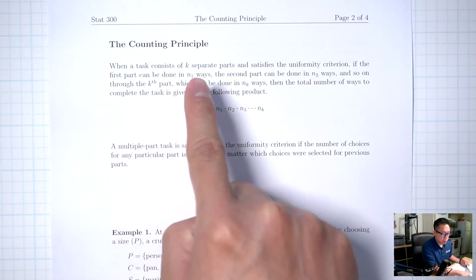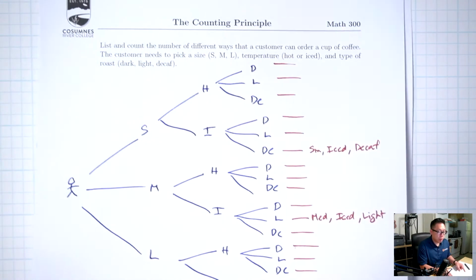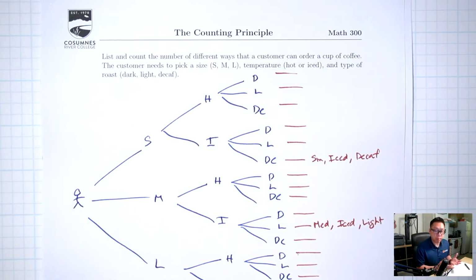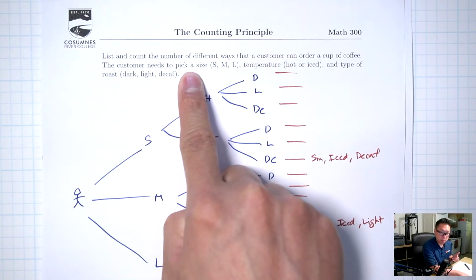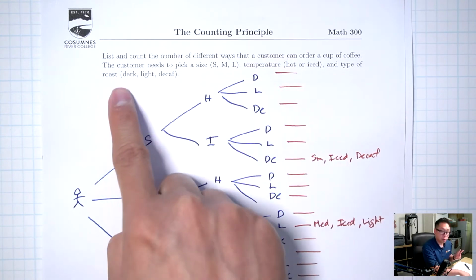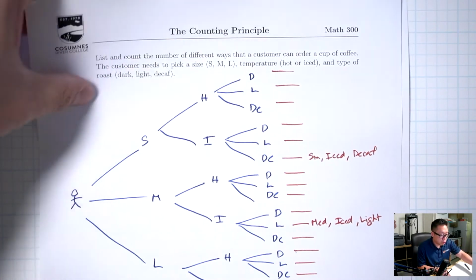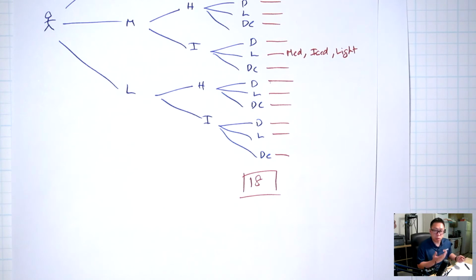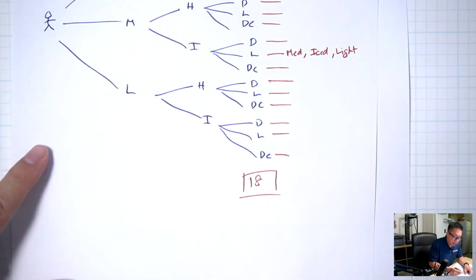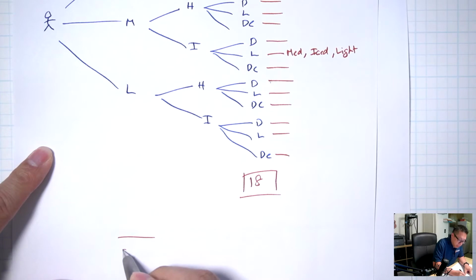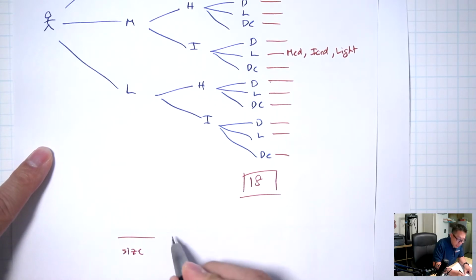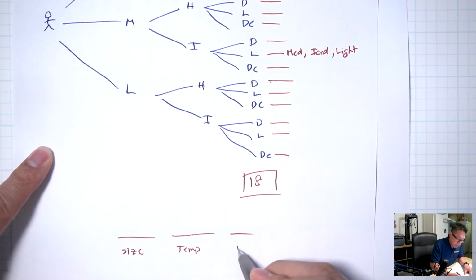When a task consists of k separate parts. So on the front page, our task was to order a cup of coffee. And that task you can break up into three separate parts or three separate choices, because you have to first pick a size, that's one, pick a temperature, that's two, pick a roast, that's three. So when you have a task that you break up into parts, I'm going to list out those parts or those choices you have to make. So you have to first pick a size, and then you pick a temperature, and then you pick a type of roast.